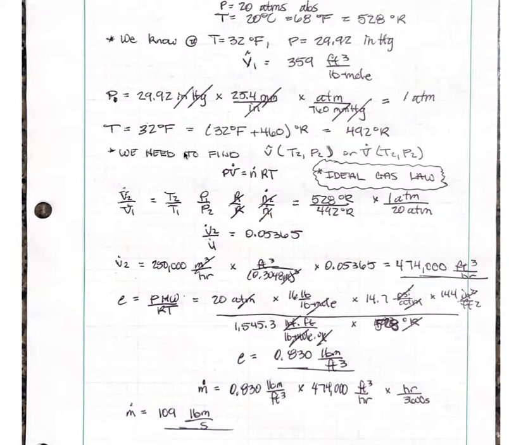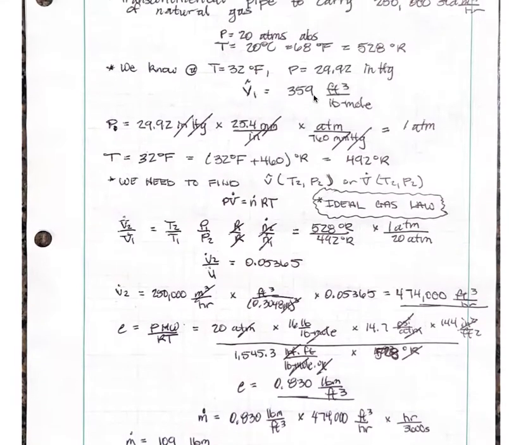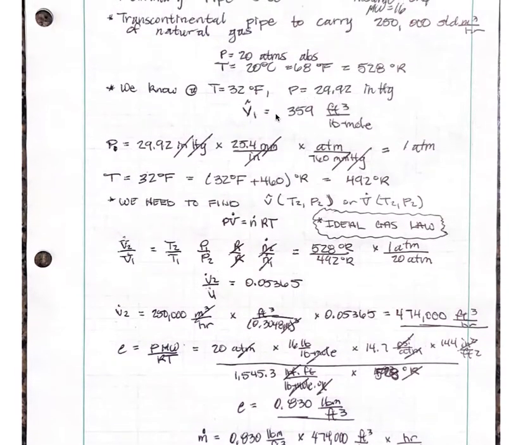Now, hold on, let me explain this at the top. I forgot to explain this at the top. So this right here, your molar volume, is actually given out of the book on chapter 8. I forgot to reference that. But anyway, you know that at 32 degrees Fahrenheit and P equals 29.92 inches of mercury, you get a molar volume of 359 feet cubed per pound mole.